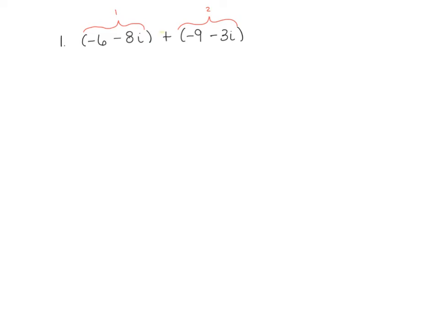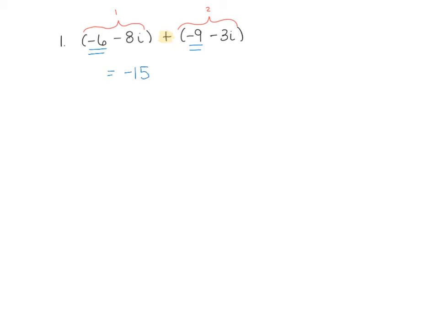It's important to note that this is an addition problem. We are not doing any multiplication here. Again, the parentheses just represent that we're separating the two numbers from each other. So what we're going to do is add the real number parts together. So -6 plus -9 is -15.